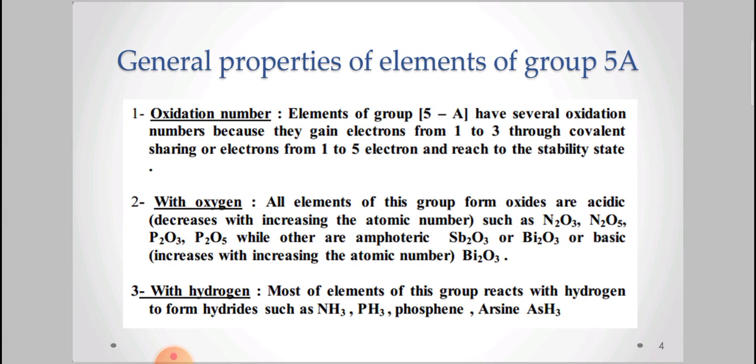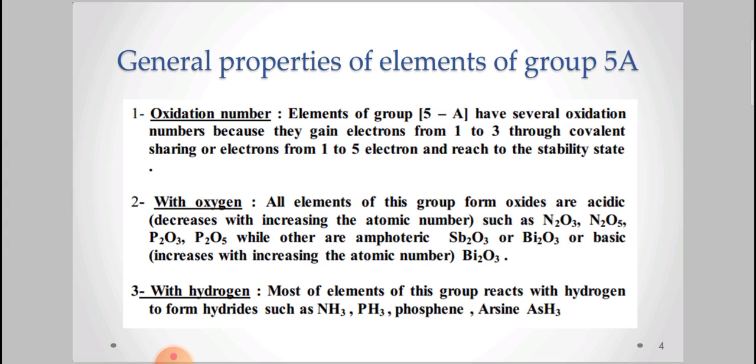General properties of group 5A. Number 1, oxidation number. Elements of group 5A have several oxidation numbers because they gain electrons, from 1 to 3, through covalent sharing, or lose electrons, from 1 to 5, to reach a stable state.